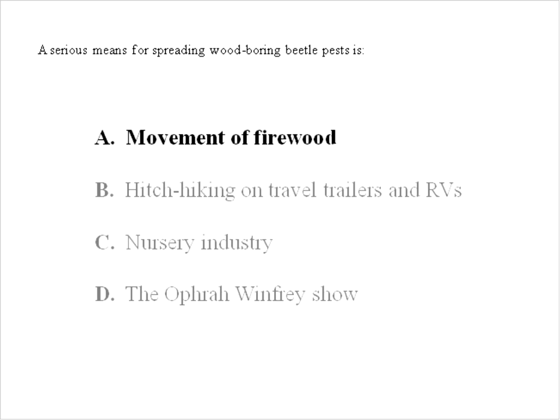The hitchhiking on the travel trailers and the RVs is, in fact, a method that a lot of us do that moves insects, but it's not so much for the boring beetles. It may be more for the gypsy moths and the marmorated stink bugs that we'll talk about here in just a second. The nursery industry also does move a little bit, and Oprah Winfrey, I don't know what she does, but the main one is the movement of firewood, so very good. Yay!